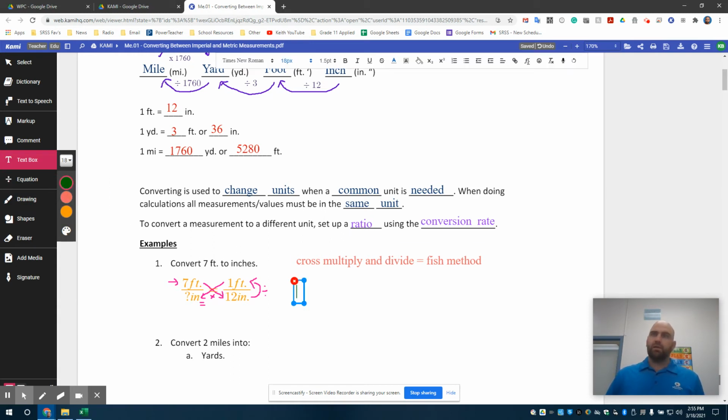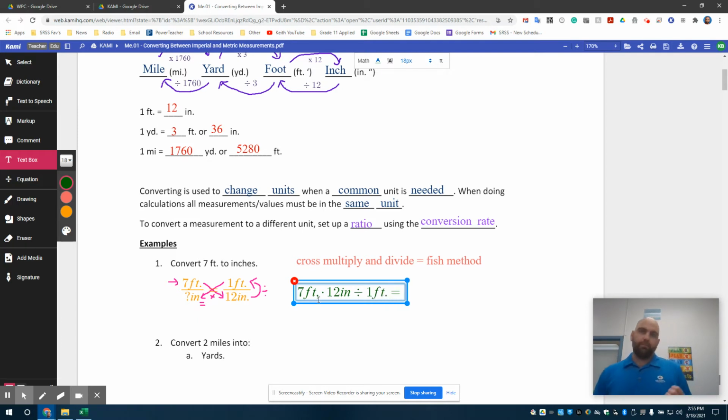Now let's write that out in terms of a multiplication statement. We're going to start with the 7 feet, and we are going to multiply, with a little dot as my symbol for multiply, by 12 inches. And then we're going to divide by 1 foot. So we're multiplying across, and then we're dividing by 1.